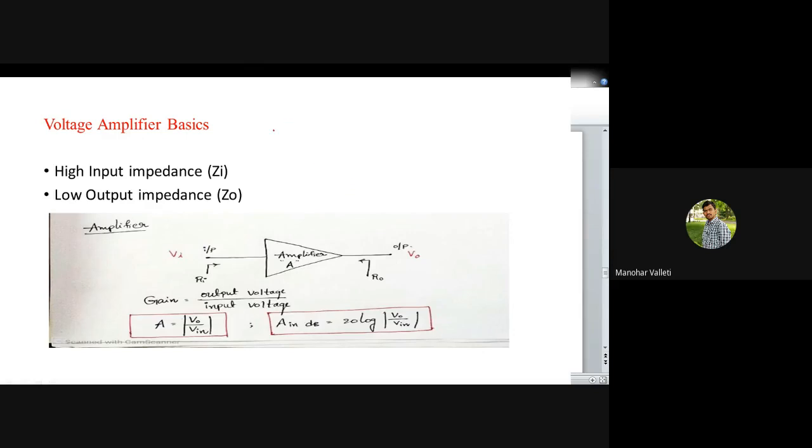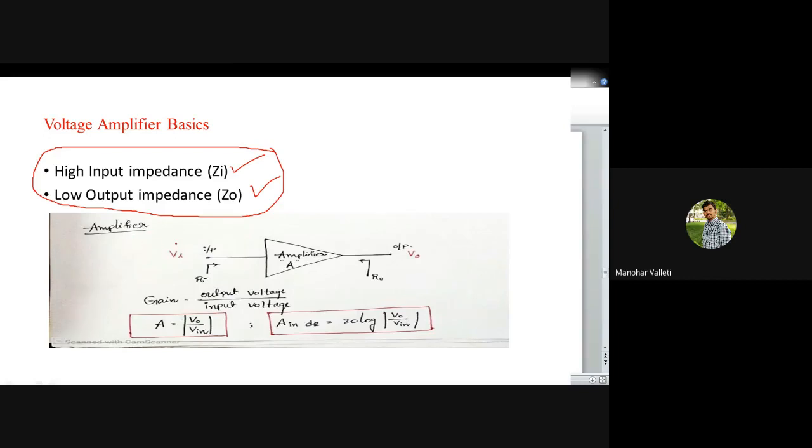As I told you, the very important amplifier, the operational amplifier, is a voltage amplifier. So we will learn some of the basics about the voltage amplifier. Voltage amplifiers generally have very high input impedance and low output impedance. Because of this, what are the advantages? We will see in coming slides.